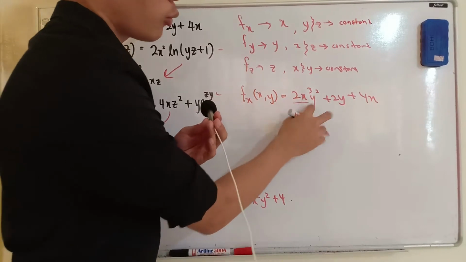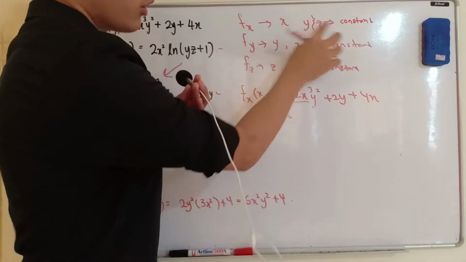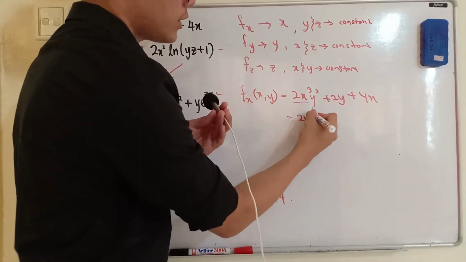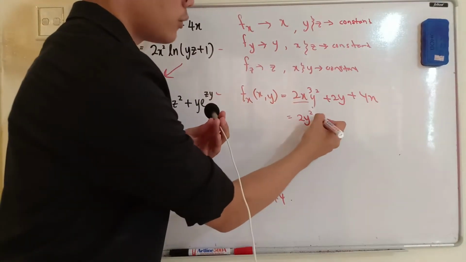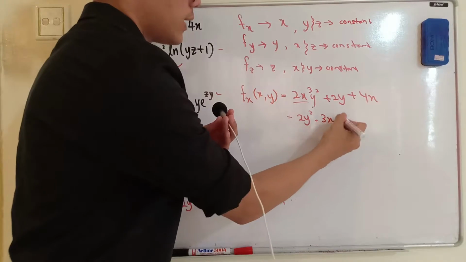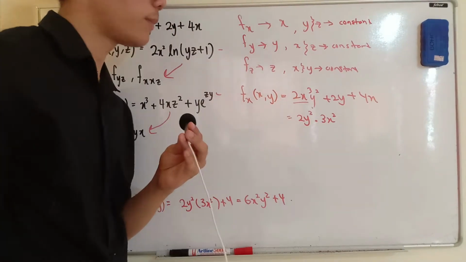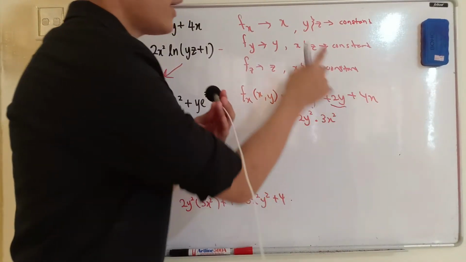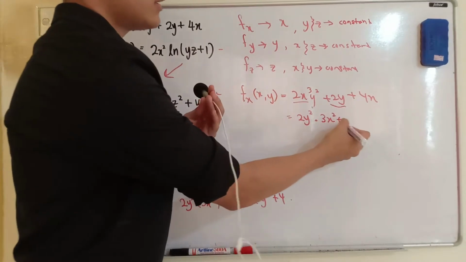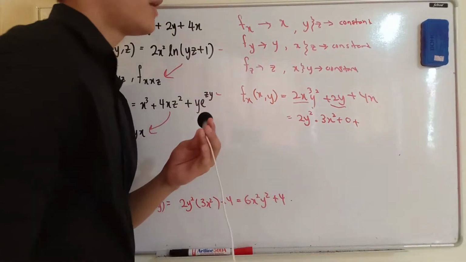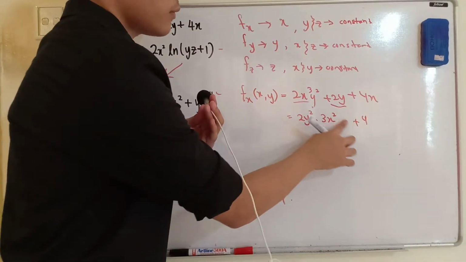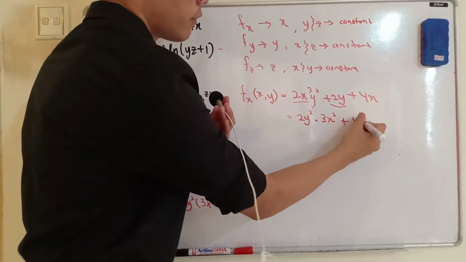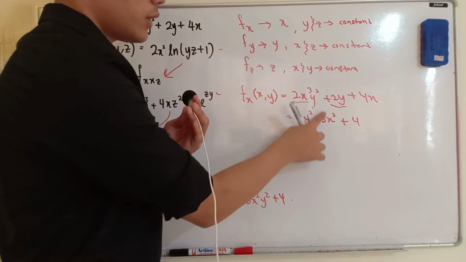So my 2 and y are going to be constants. My y is going to be constant, so it's going to be 2y squared. Y is constant, so I just differentiate my x cubed, which is going to be 3x squared. My 2y, y is constant, so it's going to be 0. My 4x, differentiate 4x, going to be 4. So here it's going to be plus 4, 2 times 3 is going to be 6.